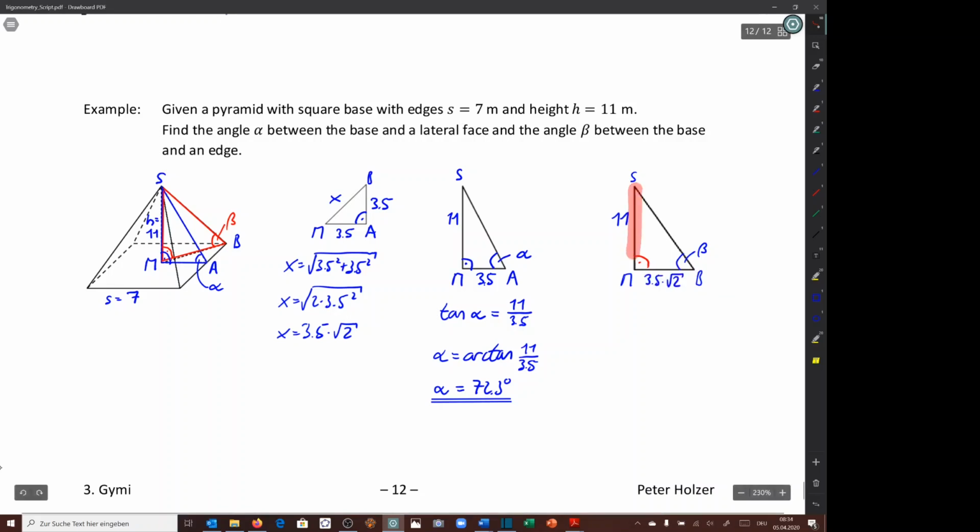Now we know the opposite of beta and the adjacent of it, so we can use again the tangent, which is 11 divided by 3.5 times square root of 2, and using the arctan we get approximately 65.8 degrees.